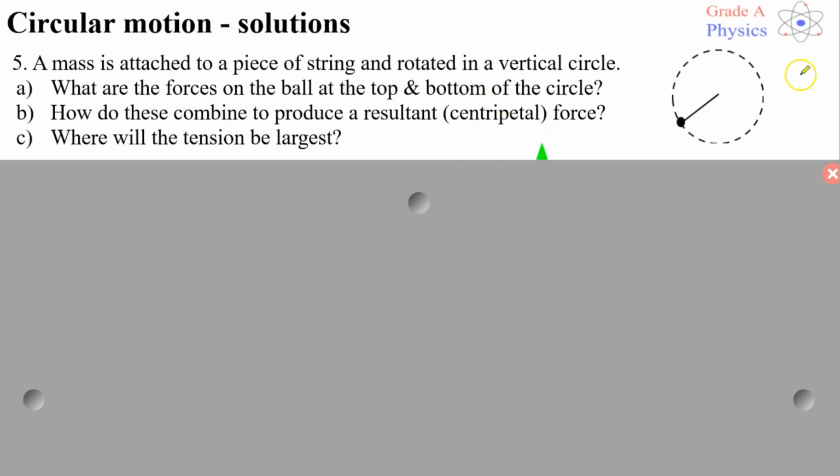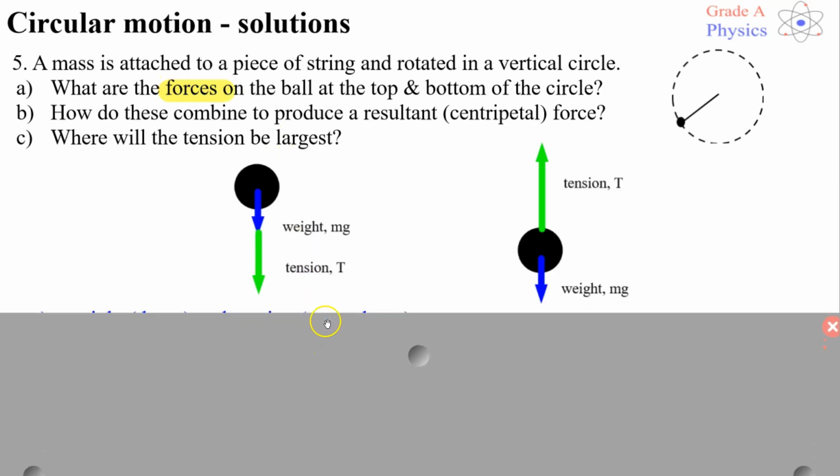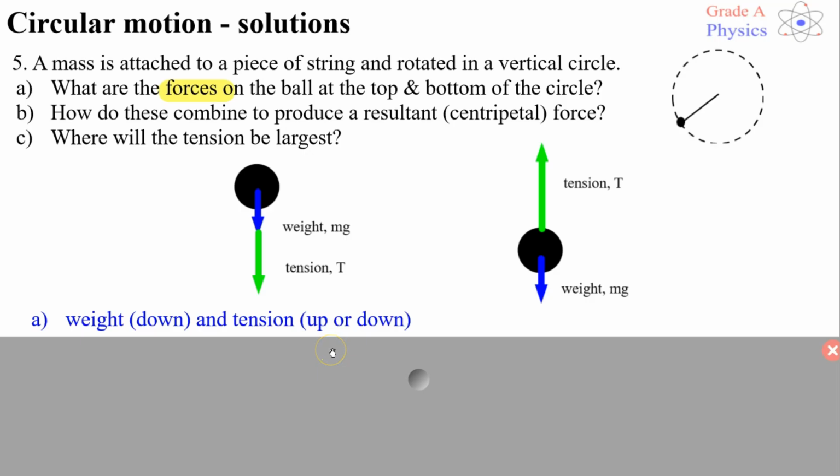Question 5. So we have this vertical circle scenario, a very, very typical situation. And we have a mass on a piece of string. What are the forces acting on the ball? Okay, so the forces acting on the ball will always be the same type of force in this situation, not the same value. We always have a weight, mg, and that always acts downwards. And we will always have a tension acting towards the center of the circle. Now that will either be up or down depending on where we are. So if we're at the top, the tension acts downwards towards the center. If we're at the bottom, the tension acts upwards towards the center.